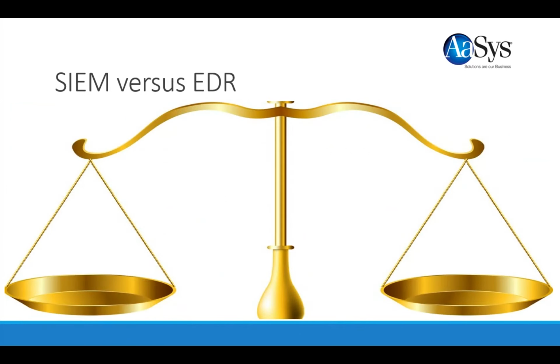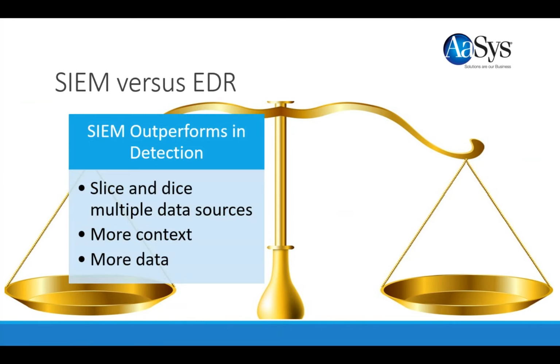This all leads to a common question. Which is better, security incident and event management or endpoint detection and response? They both ingest large volumes of data and do correlations. But SIEM outperforms EDR when it comes to detection. It ingests and correlates many more data sources and types of data sources, and provides much more visibility to events and more context when they occur.